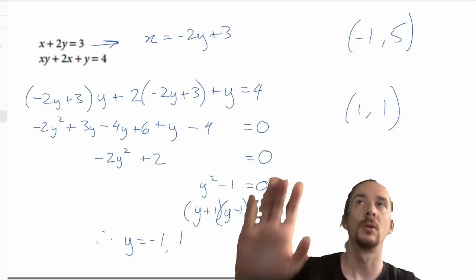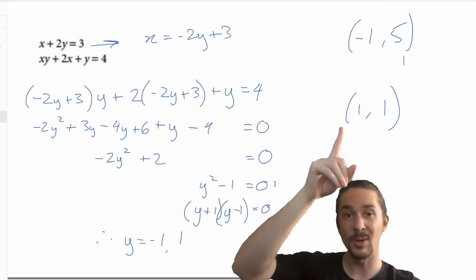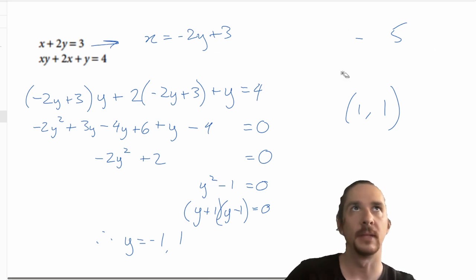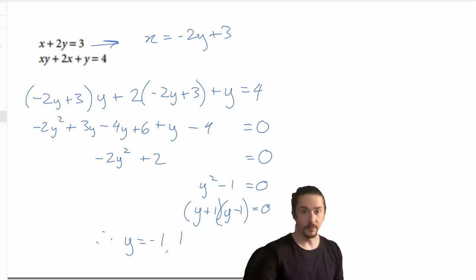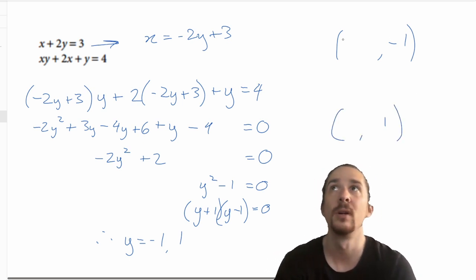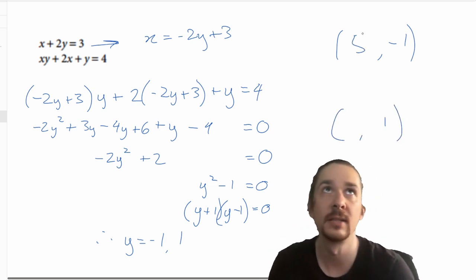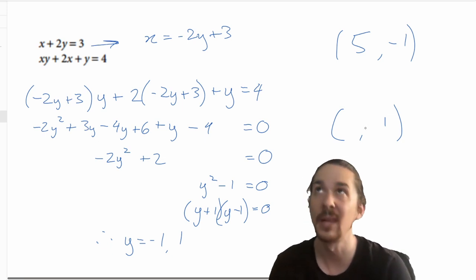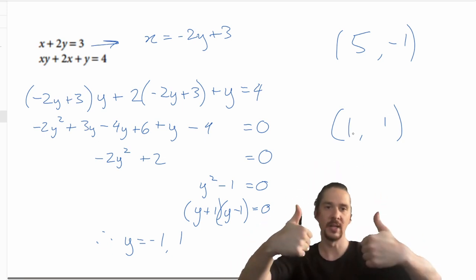Whoa, what did I do wrong? Aha, I solved for y first, and then I wrote it in as my x value. Let's take a step back and just go through this last step one more time. I have two answers. One of my answers is going to look like this, and the other answer is going to look like this. If y is -1, we have x minus 2 is 3, so x is 5. And if y is positive 1, we have x plus 2 is 3, so x is 1. Those are the answers we're looking for.